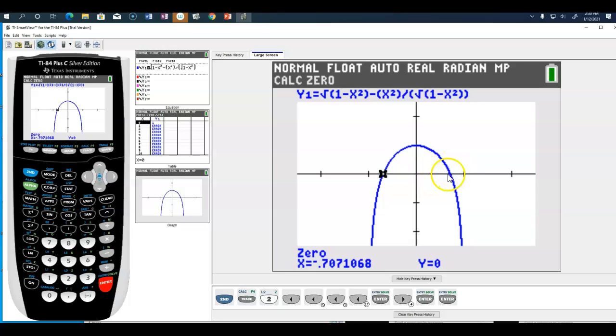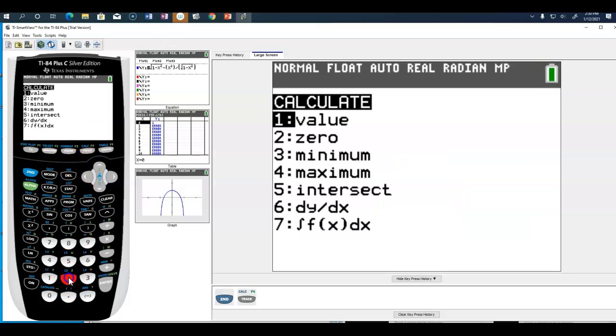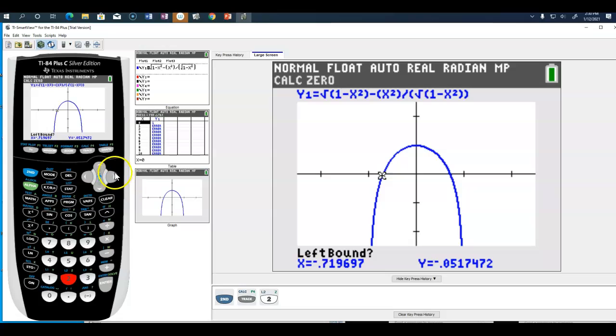Now this graph looks really symmetrical. So my guess is this one's going to be the same thing. It's just going to be positive. But just for the heck of it, let's go ahead and do it again. So I want to find where it touches the x-axis over here. So the first thing we do is we push second, trace calc, 2 for 0, and then we're going to scroll until we are, you want to be to the left of your 0.